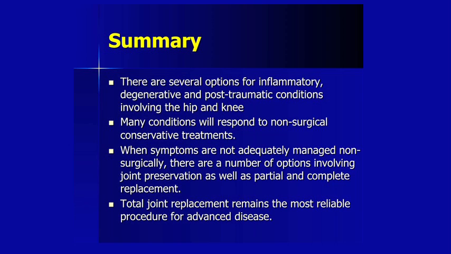So there are several options for inflammatory, degenerative, and post-traumatic conditions involving the hip and knee. Many conditions will respond to non-surgical conservative treatments. When symptoms are not adequately managed non-surgically, there are a number of options involving joint preservation as well as partial or complete knee replacement. Total joint replacement remains the most reliable procedure for advanced disease.